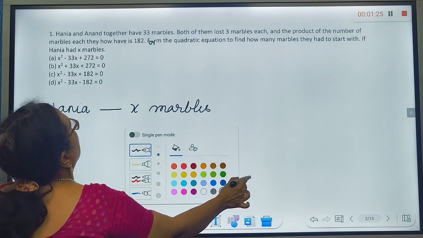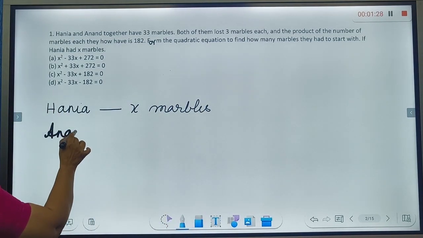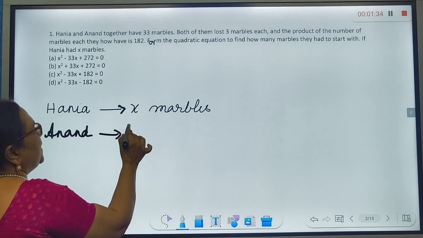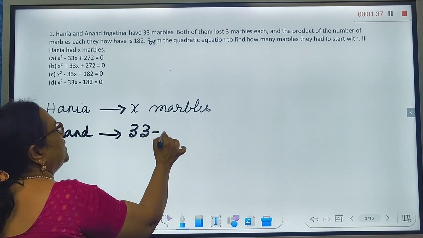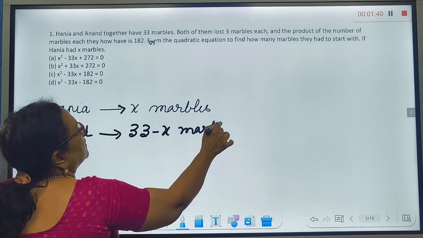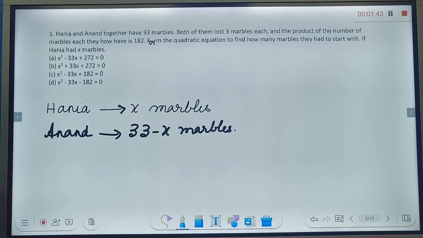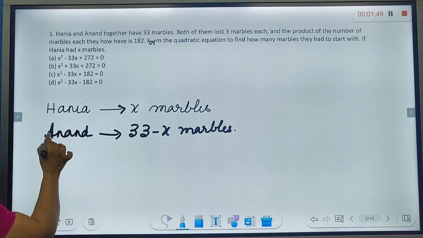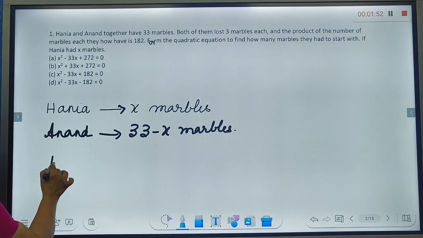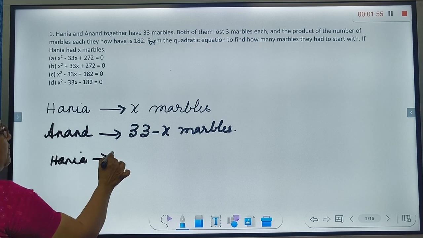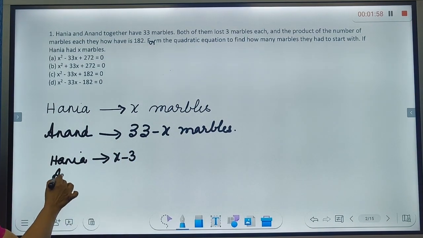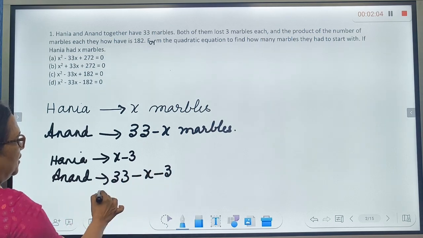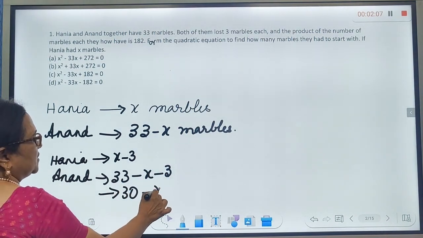Aniya had X marbles. So how many marbles does Anand have? You know, together they have 33 marbles. So if Aniya has X marbles, Anand will have 33 minus X marbles. Both of them lose 3 marbles each. Read this sentence. Both of them lose 3 marbles each. So what will be Aniya now? How many marbles will she have? Aniya will have X minus 3. Anand will have 33 minus X minus 3, which is 30 minus X.